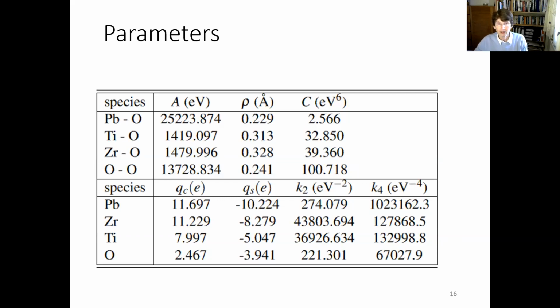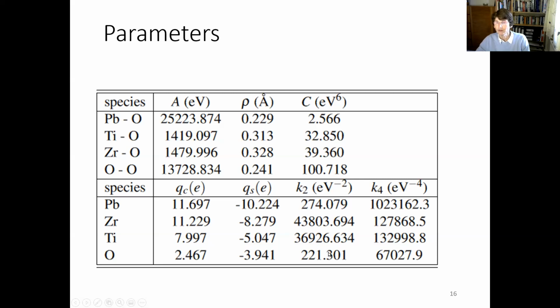So I'm not expecting you to take anything from these numbers, only two things. Basically we get all our interaction potentials for the Buckingham potential. And the important thing here is we want to look at the charges. The charges you get for the core and the shell are very large, but you add them together and you realize that the total charge of the lead is relatively small, and smaller than the two that you would get if you used formal charges. The same for oxygen and zirconium, titanium.